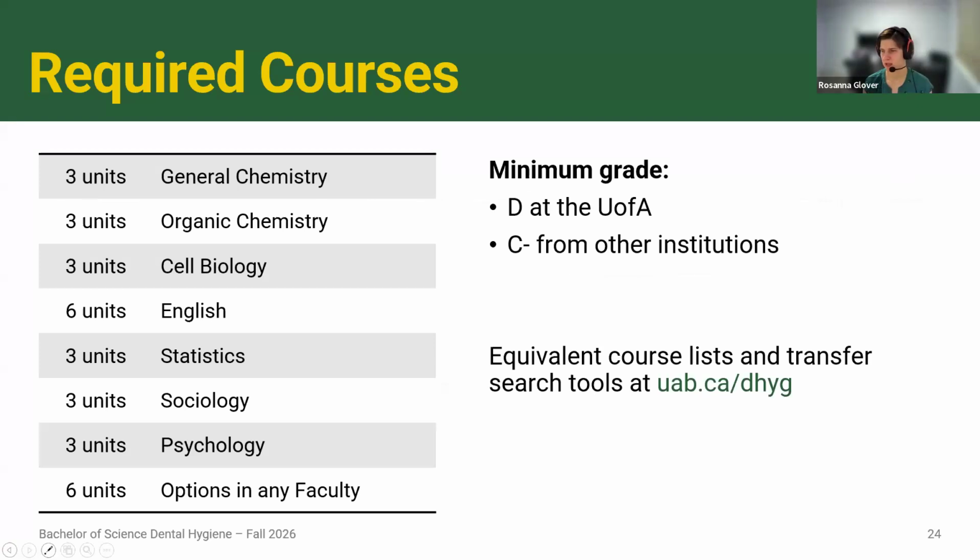So for required courses, there's a lot of similarities. The main change would be that you do a sociology and psychology class, and then also you have two options in any faculty, and it really means in any faculty. Do whatever you like as long as it transfers to the U of A. We also have transfer tools specifically for institutions we see for dental hygiene as well, so definitely take a look at our website.